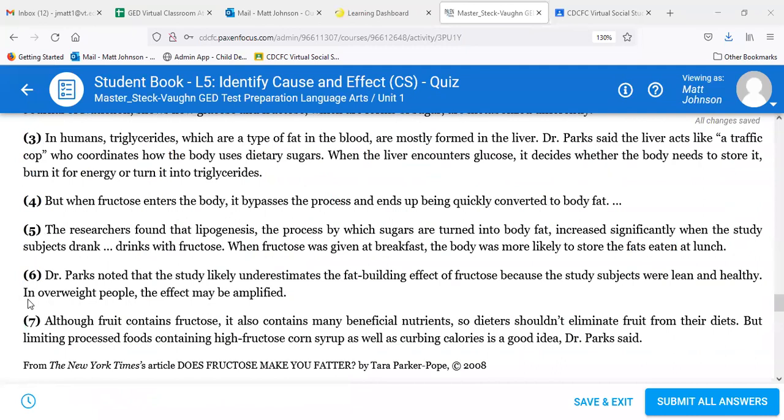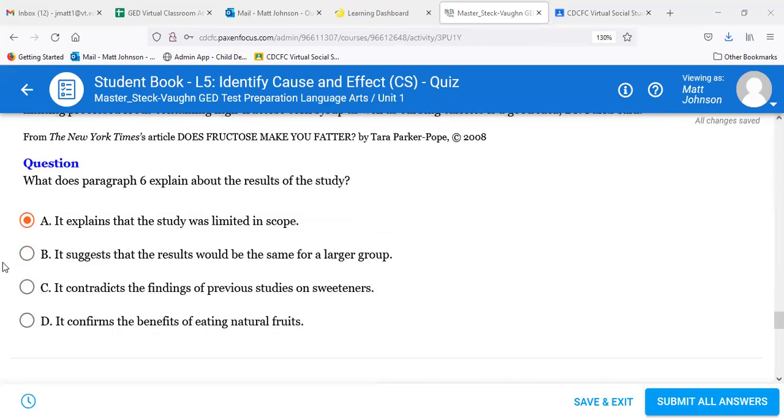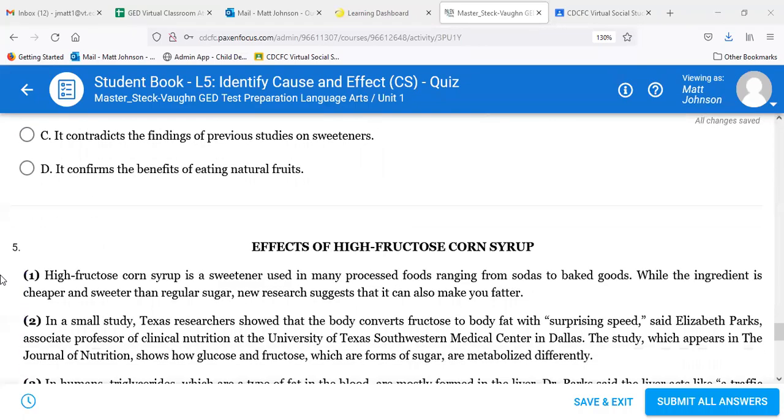And it says below, so you can imply here, it says in overweight people, the effect may be amplified, which indicates that that was not part of the sample group, right? That they weren't able to test overweight people as well. So A explains the study was limited in scope.